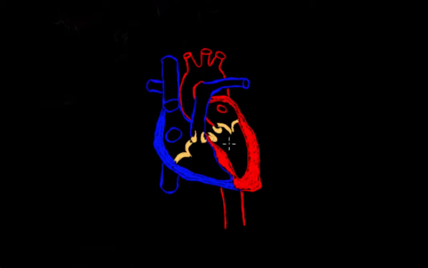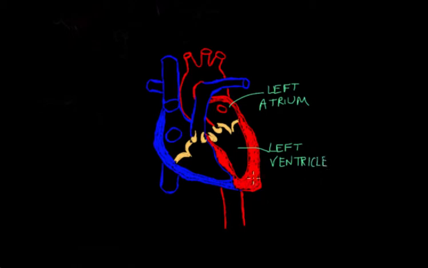So if we're talking about the heart here, let's just go through our anatomy first. The heart is divided into four chambers. You got your left atria and your left ventricle. Same goes for the right. You have your right atria and your right ventricle. Let's understand the general flow of blood through the heart.